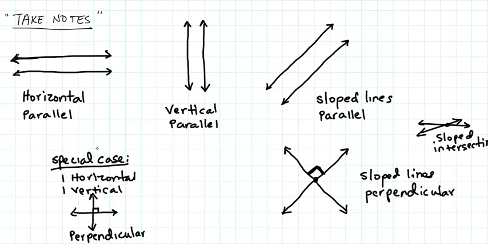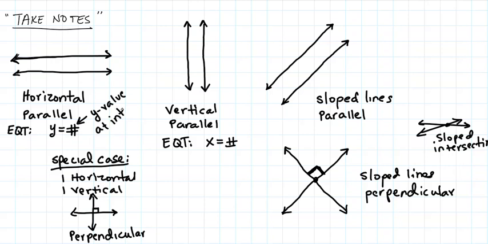Here's the next thing: equations. The equation for a horizontal line is y equals a number, specifically the y value. Clear? The equation for a vertical line is x equals a number, and in particular, the y value at the point. The y value at the intersection point.